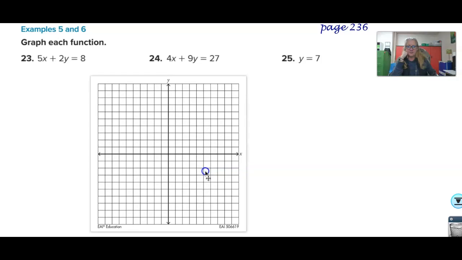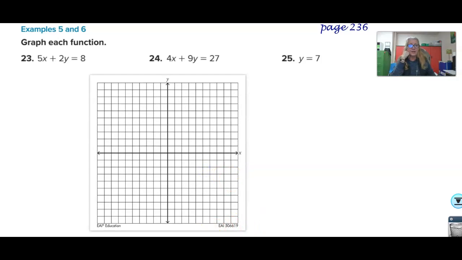Y equals 7. Remember, when you have just one letter or the other, it's either horizontal or vertical. Where is y 7? 1, 2, 3, 4, 5, 6, 7, right here. Where else is y 7? Well, this would be 1, 7. This would be 2, 7, 3, 7, negative 1, 7. Y is 7 all along this horizontal line. So that's what you're looking for there.